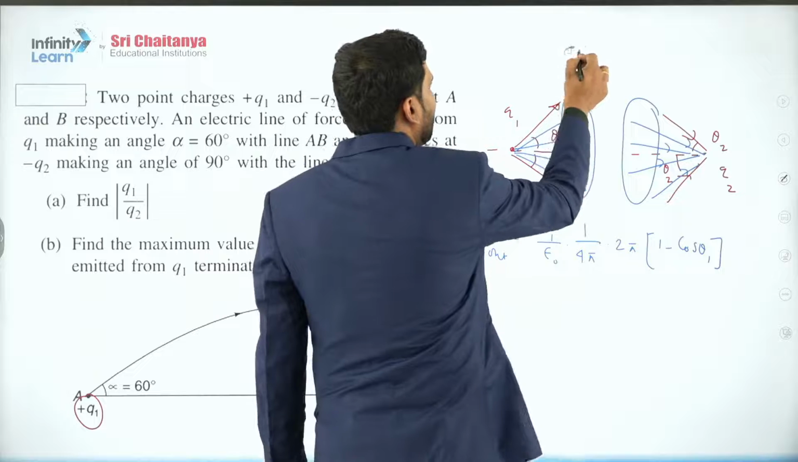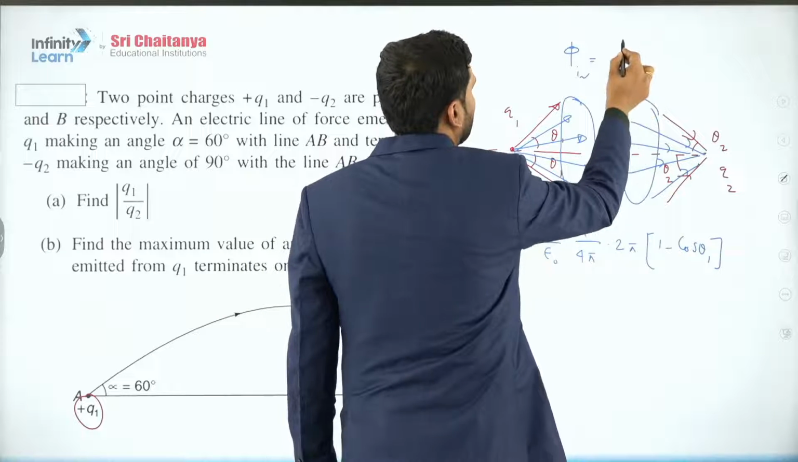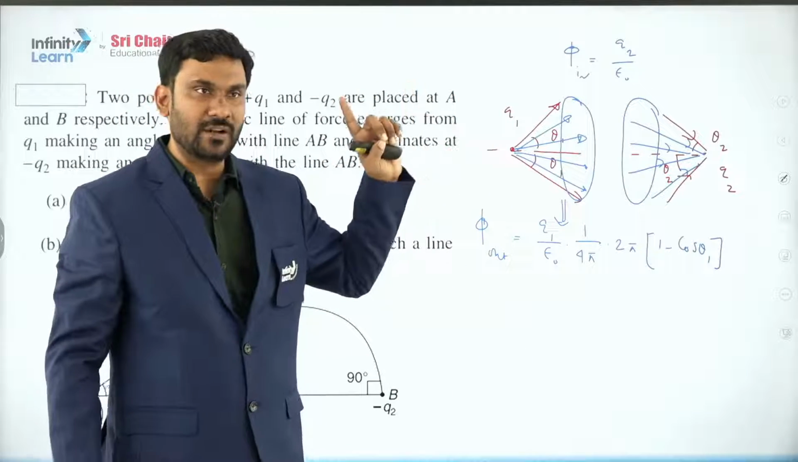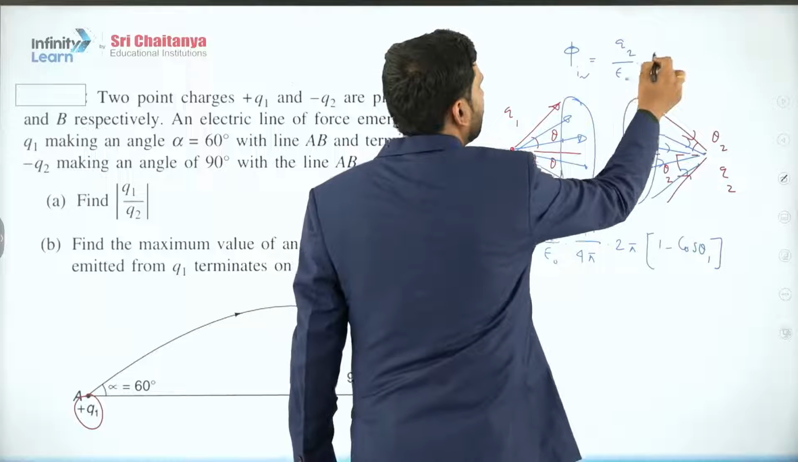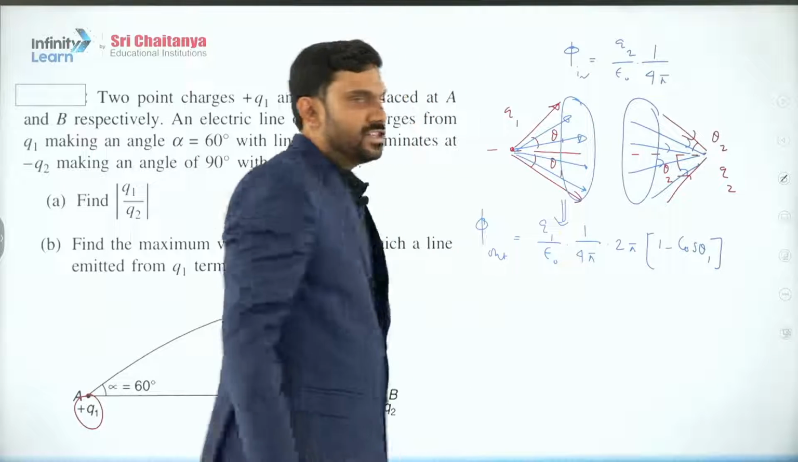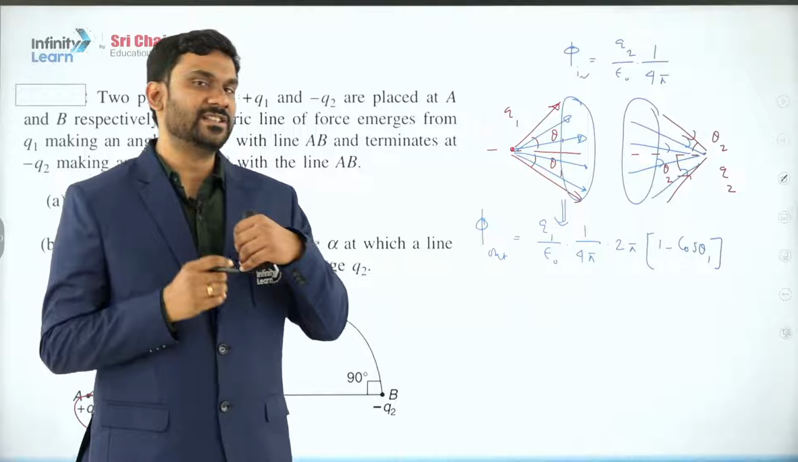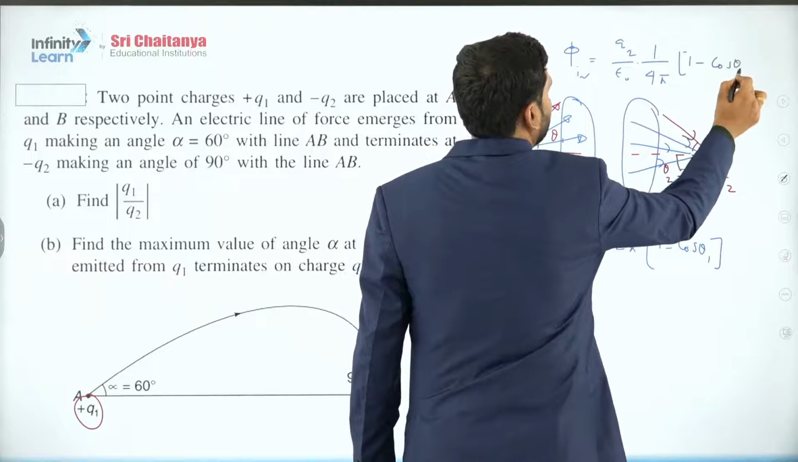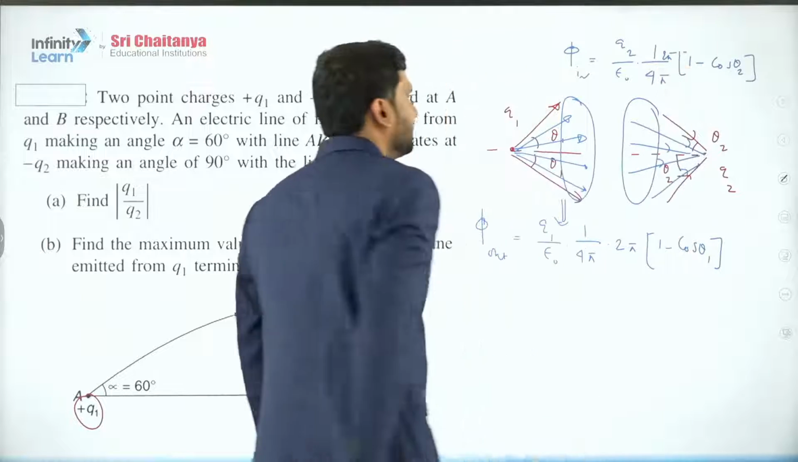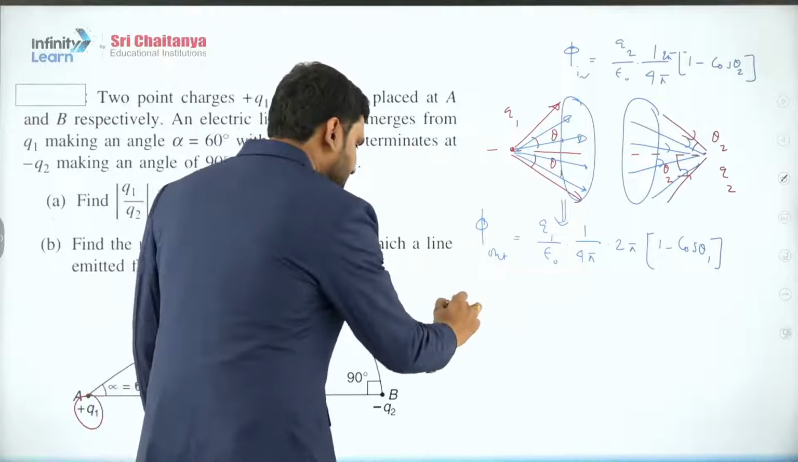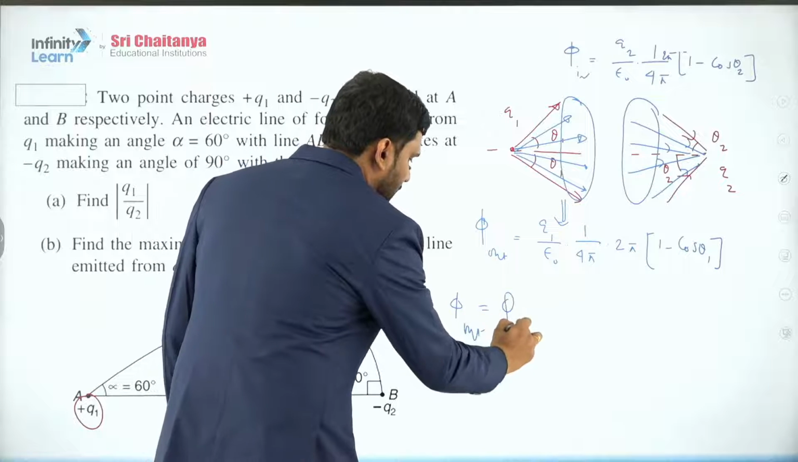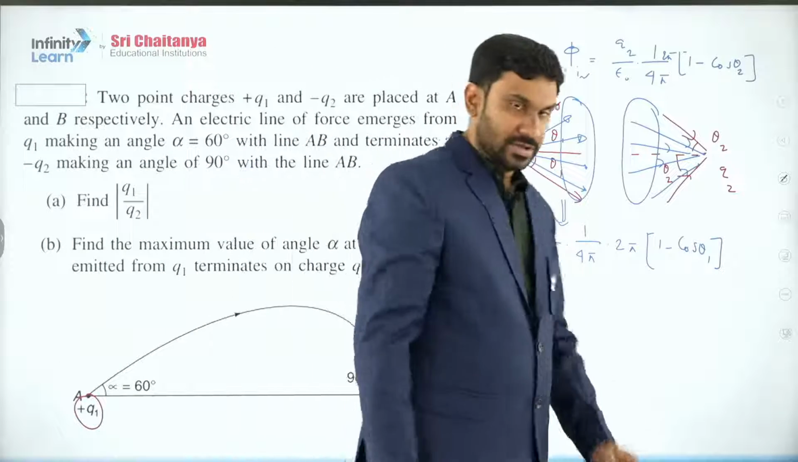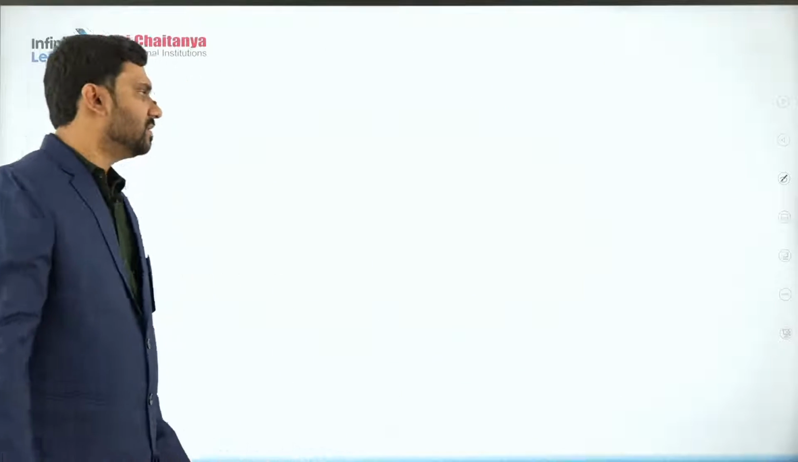What is phi in then? Phi in will be equal to Q2 by epsilon naught, the total flux, into 1 by 4 pi. Similar logic, because it is a point charge, it will maintain spherical symmetry, into 1 minus cos theta2, 2 pi. So in this case, what is desired? Phi out must be equal to phi in, and you will get the condition. In a similar way, you have to solve this question. So this is not a very heavy duty question, it is a simple question which you can answer from here.